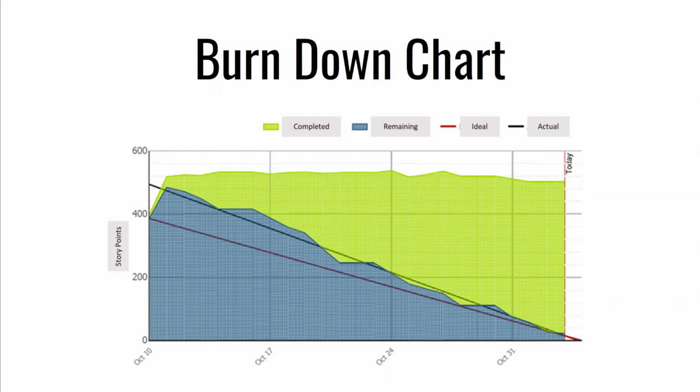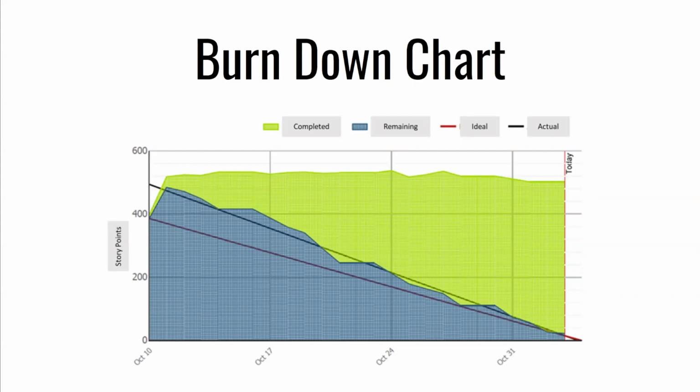Now, the key here is that you've got that ideal trend, and what you're trying to do is keep your work throughout the sprint as close as you can to the ideal trend, so that towards the end, as you're moving along, you're working towards hitting your commitment or hitting your goal of getting things done. And then you had the actual line.